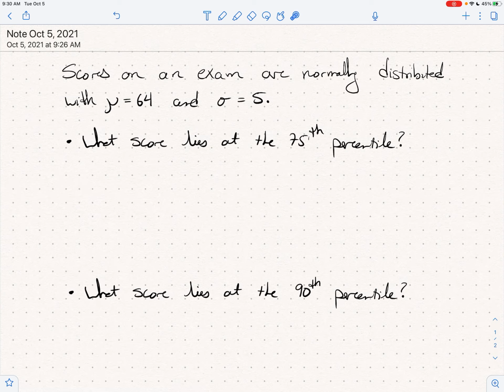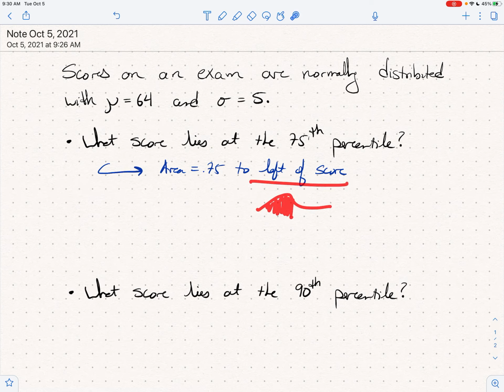The point of these problems is that when I'm giving you the percentile, I'm actually giving you an area. I'm saying, what score has area 0.75 to the left of it? Let's write that down. So we want area equals 0.75 to the left of your score. The idea is that to the left means that 75% of the area lies below you. That's good news for us off our chart because we can pull area to the left when the z-score is positive off the chart.